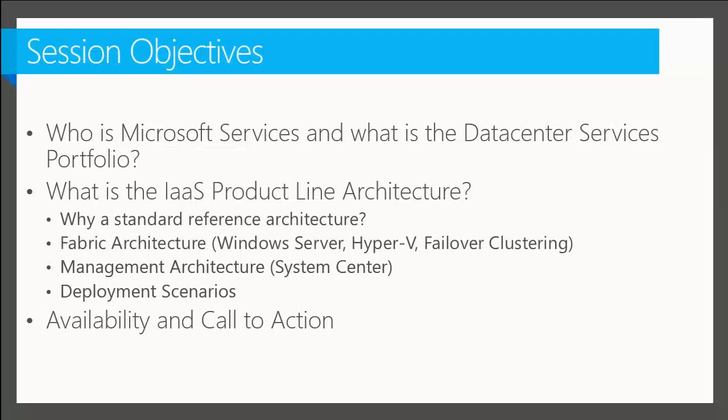Then we're going to talk about what we call the infrastructure as a service product line architecture, or our reference architecture for best practices, ways to deploy Hyper-V System Center to support an infrastructure as a service scenario. We'll talk about why we have a standard reference architecture, what a fabric and fabric management architecture is, and then some of the deployment scenarios for that architecture.